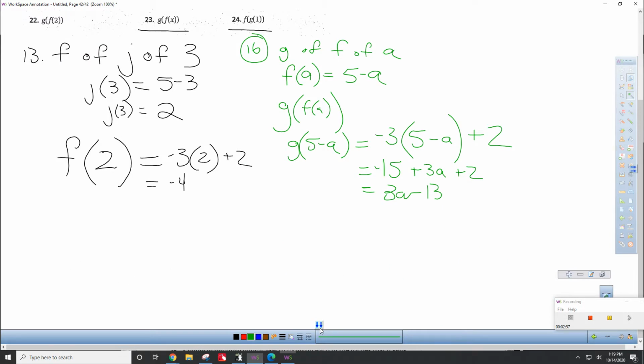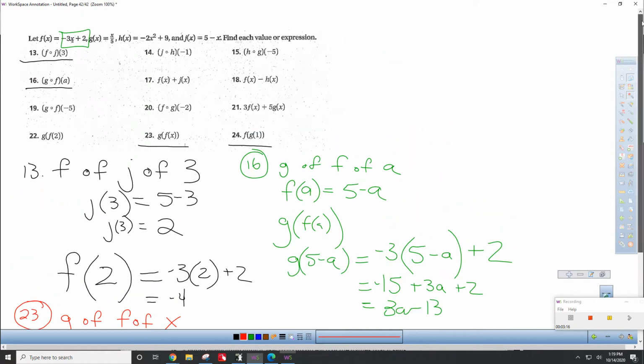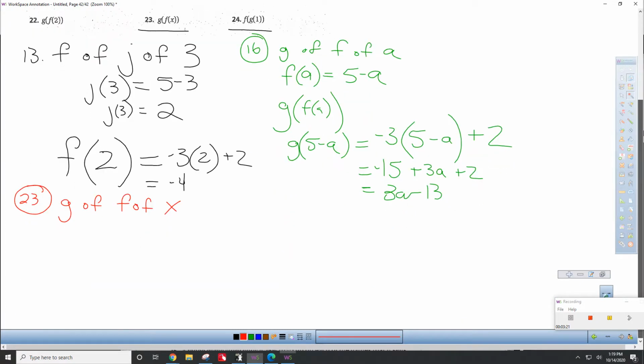All right, as we move down, now let's look at just different notation for 23. That is g of f of x. Well, what's f of x? F of x is negative 3x plus 2. So they want g of f of x. So they want g of negative 3x plus 2.